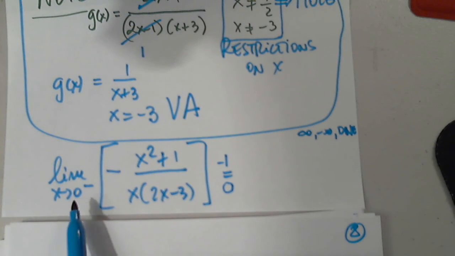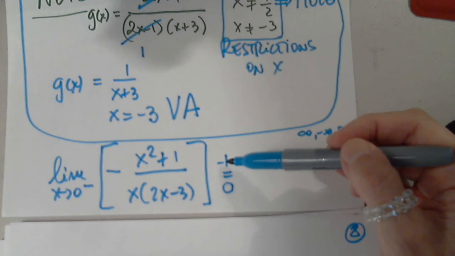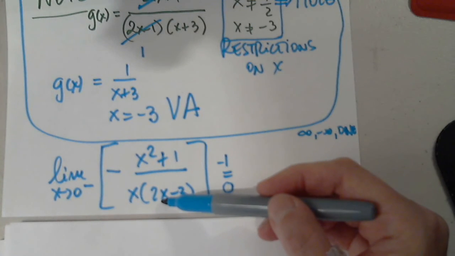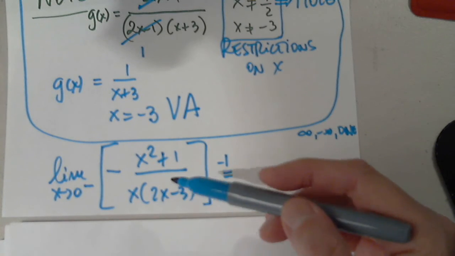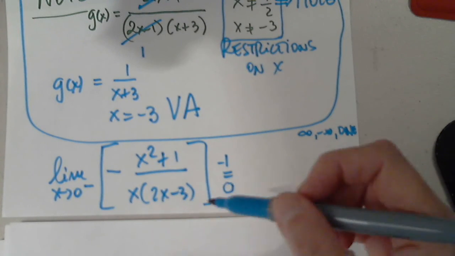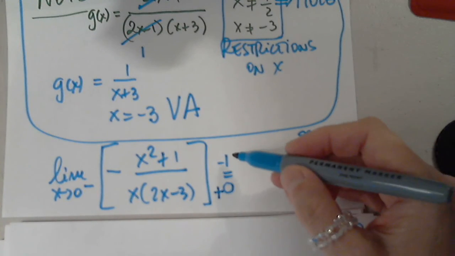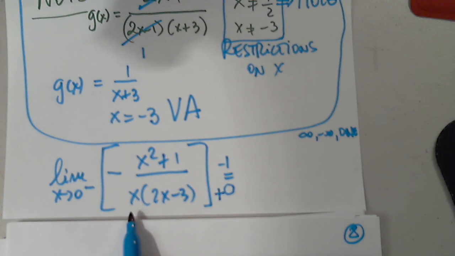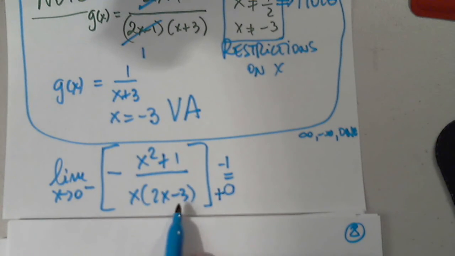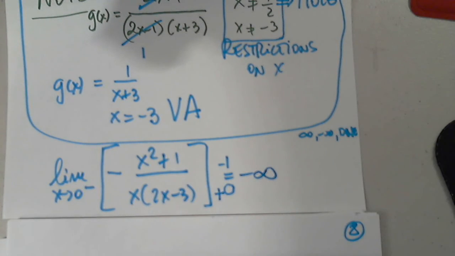So now I plug in 0 from the left, like negative 0.1. But it doesn't make any difference here. It's still negative 1. With negative 0.1, this is negative 0.2 minus 3, negative, and negative, so the denominator is positive. If the numerator is negative, the denominator is positive, so I know that this is negative infinity.